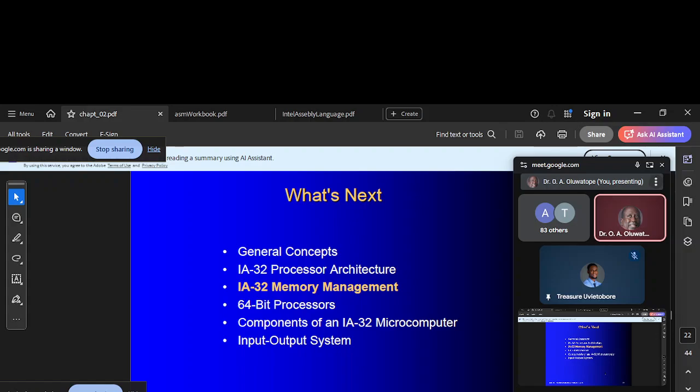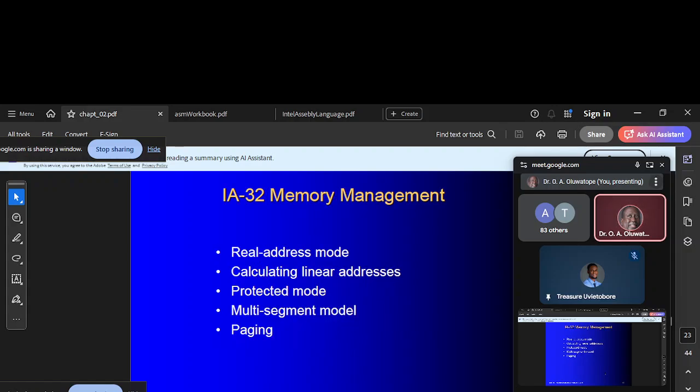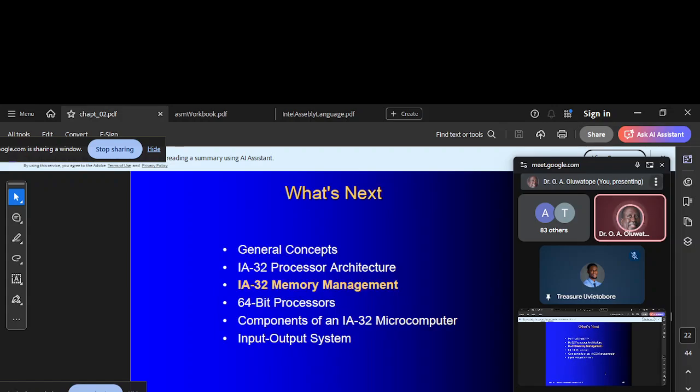Okay, so we're done with memory management. So let's now move to 64-bit processor. No, sorry, we're done with processor architecture. Now we should move to memory.